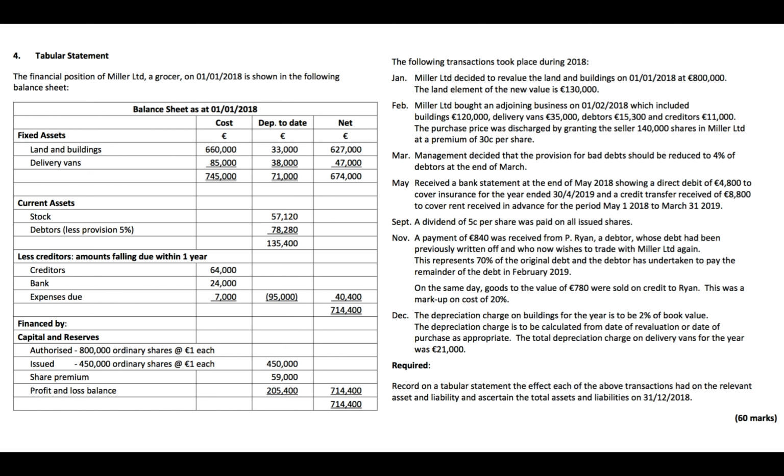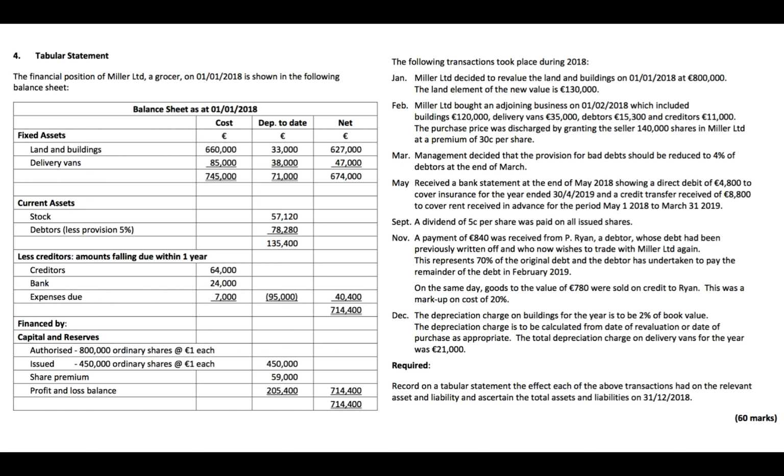May, received a bank statement at the end of May 2018 showing a direct debit of $4,800 to cover insurance for the year ended 30th of the 4th, 2019, and a credit transfer received of $8,800 to cover rent received in advance for the period May the 1st, 2018 to March 31st, 2019. In September, a dividend of 5 cents per share was paid on all issued shares.